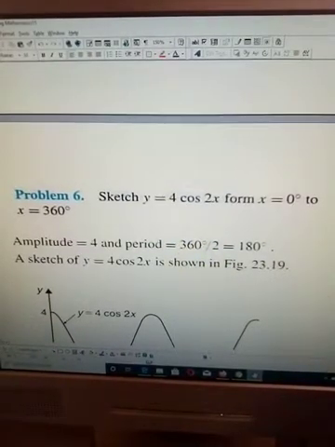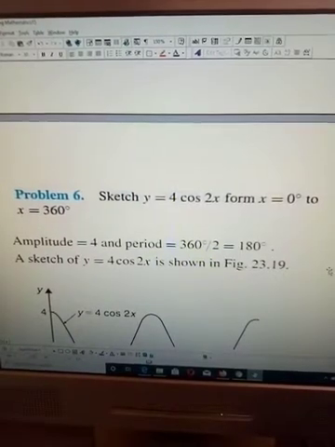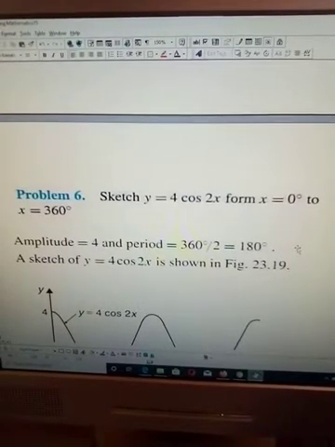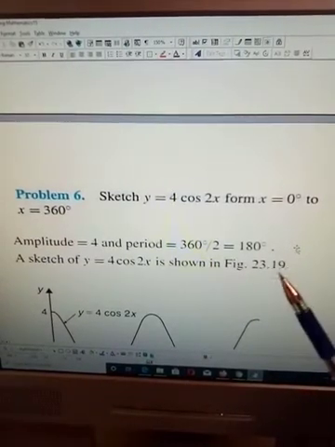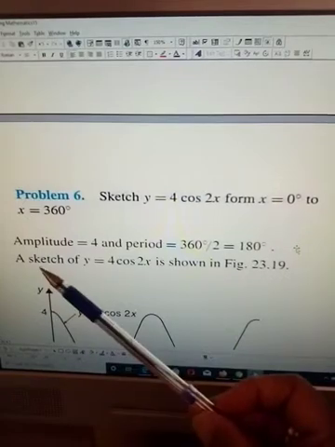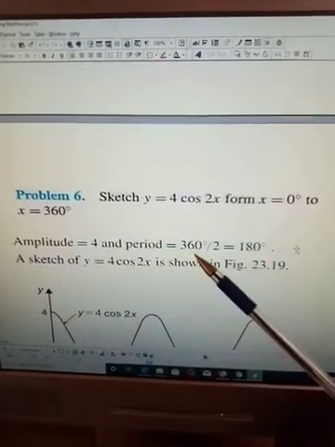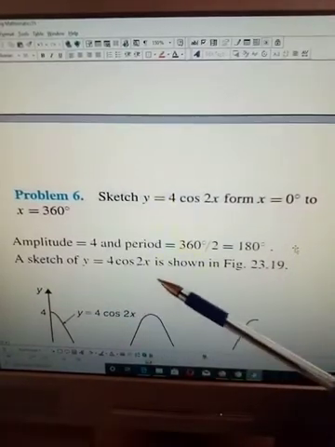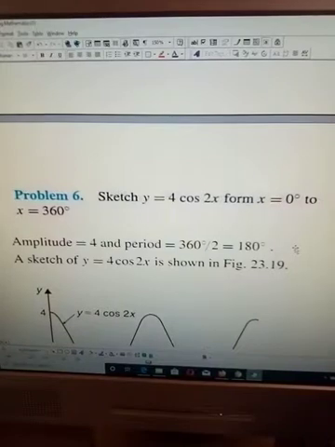But I haven't done this in this case because it's aimed at yourselves at level 3 and some level 2s who would have done a lot of this themselves. So you're able to do this and apply this calculation for your own edification. Okay? So you don't really need me simplifying it any further. Amplitude equals 4 and period equals 360 divided by 2 equals 180. A sketch of y equals 4 cos 2x is shown in figure 23.19, my apologies.